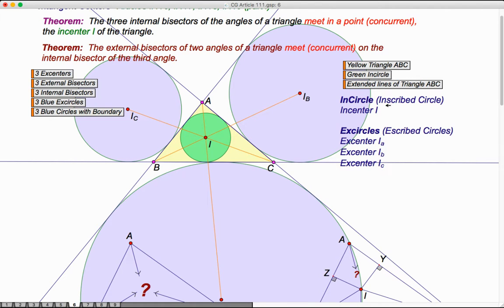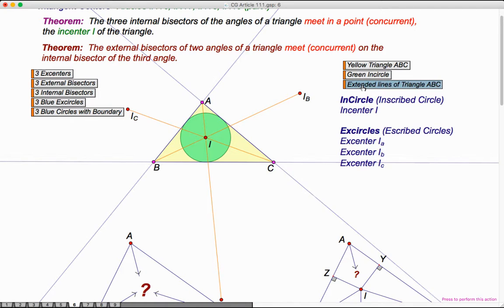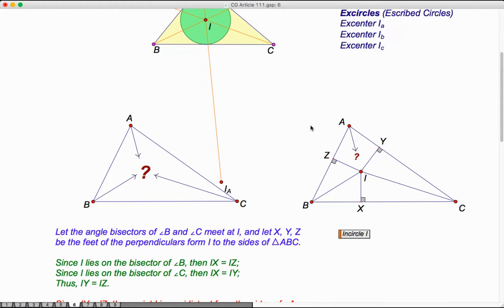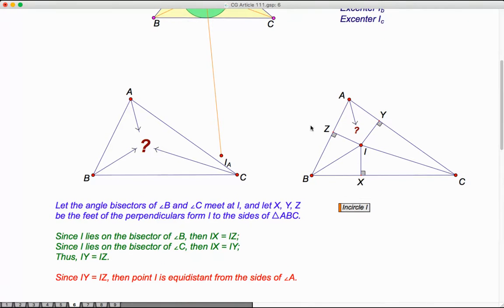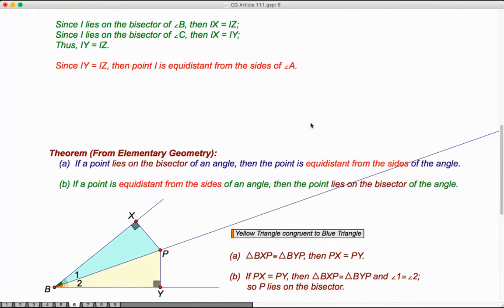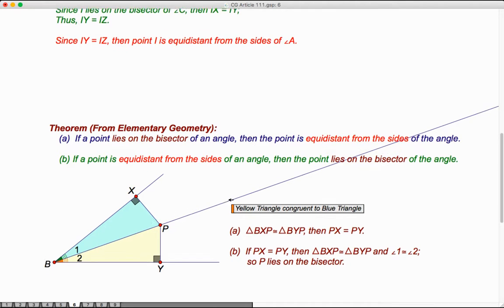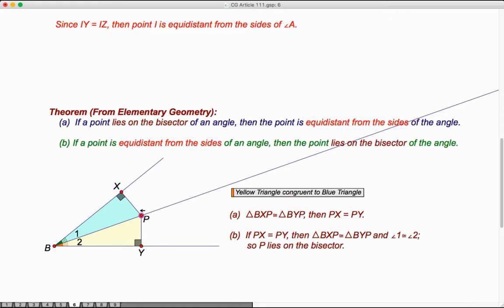Okay, but let us hide one more time the circles as well as the extended lines. So let's try to prove each one first, okay? Maybe what we need to do is recall this basic theorem that we learned a long time ago, that if a point lies on the bisector of an angle, then that particular point is equidistant from the sides of the angle. What that means is this point P lies on the bisector of angle B.